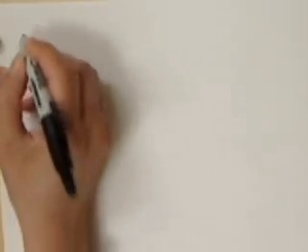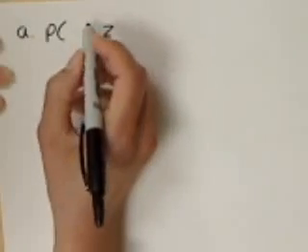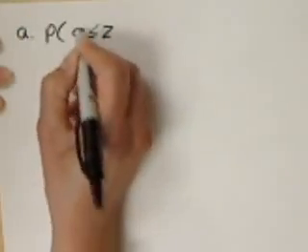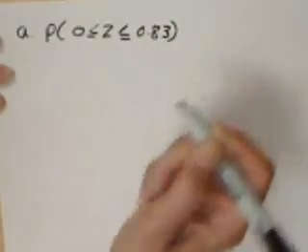We're going to work with just basic standard normal random variable, several problems. Given that z is a standard normal random variable, compute the following probabilities. Part A. Probability that z is greater than or equal to 0 or less than or equal to 0.83.